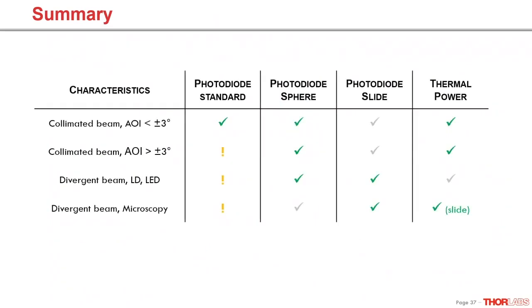To summarize here, take care when measuring divergent beams or with strong deviations from a perpendicular incidence, especially when using a photodiode sensor with ND filter. So the next chapter will deal with the measurement of pulsed or modulated radiation.